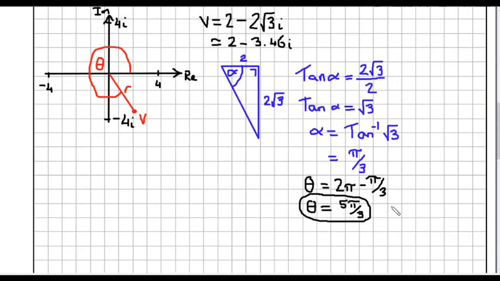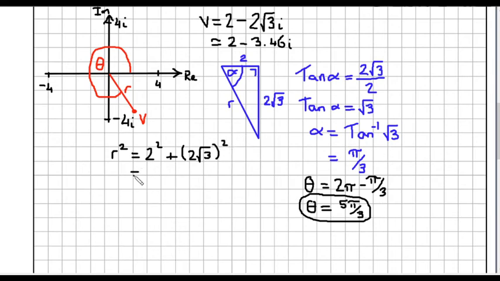The other thing though is the argument, right? So let's get that now. This is the modulus, the length of my hypotenuse there. Given that it's a right angled triangle and I have two sides already, to get the third side let's just use Pythagoras. So we can say here that r squared is equivalent to 2 squared plus 2 root 3 all squared.